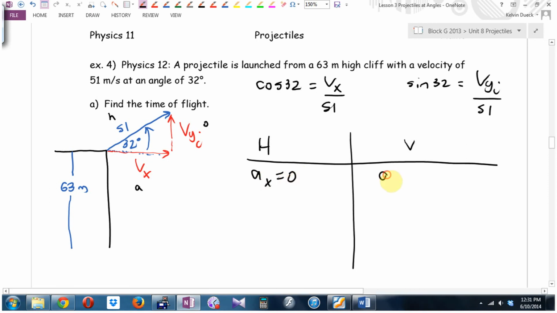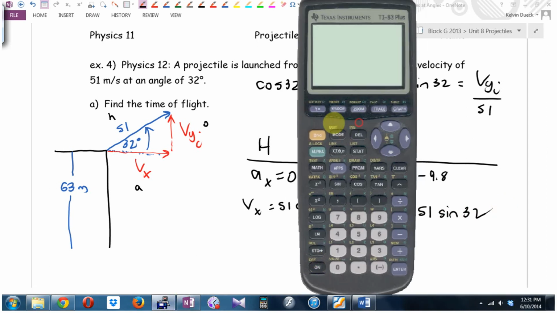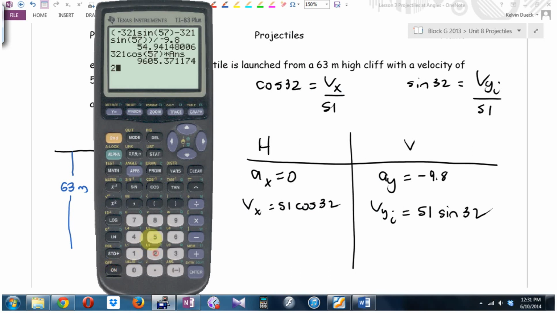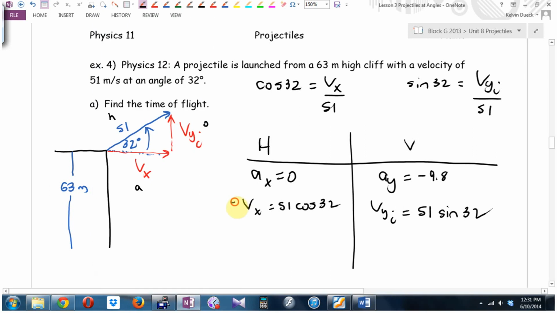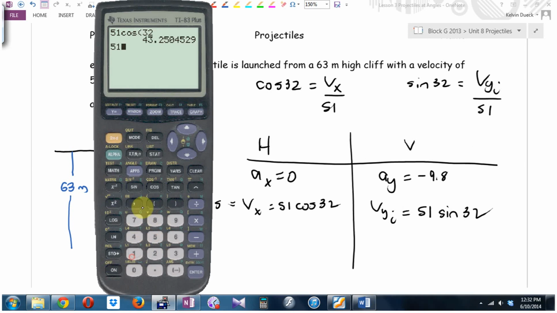Ax is 0. Ay is negative 9.8. Vx is 51 cos 32. Vy initial is 51 sine 32. Some of you are going, I don't like that. Fine. 51 cos 32 is 43.25, and 51 sine 32 is 27.03.